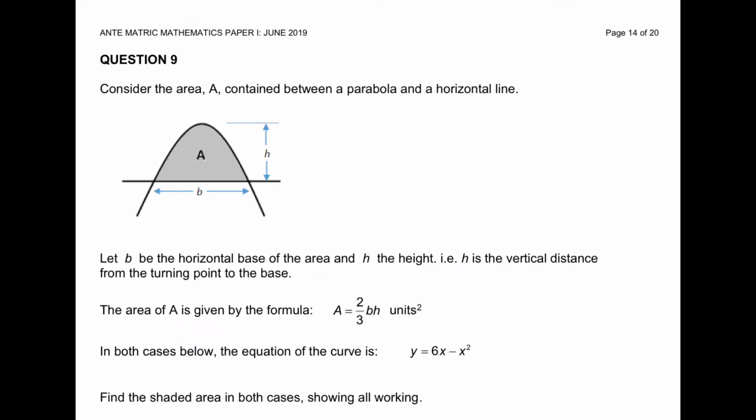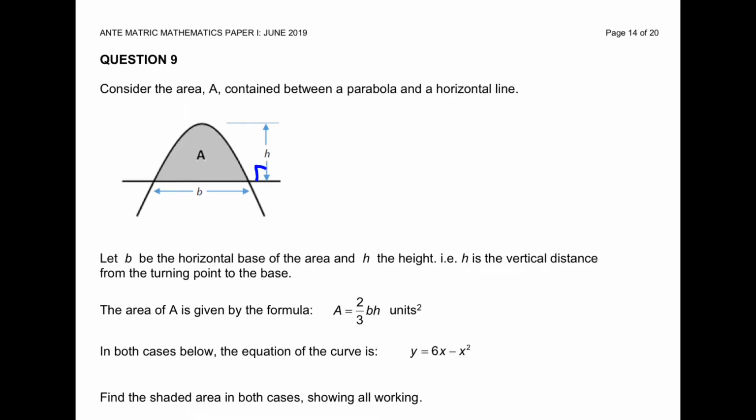Question 9. Consider the area A contained between the parabola and a horizontal line. So at the moment, the x and y axis is not important. We're only concerned about that area in between the two curves. So if B is the horizontal base and H the height as they've marked, in other words, they're implying that this is a right angle, which is important later.